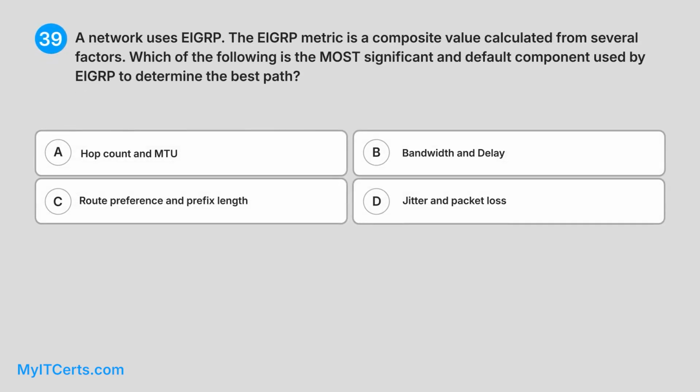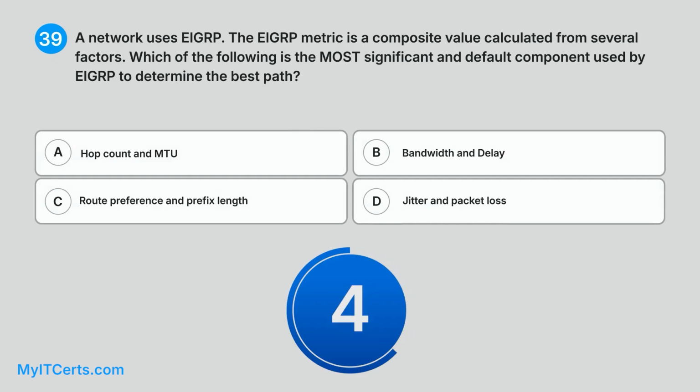39. A network uses EIGRP. The EIGRP metric is a composite value calculated from several factors. Which of the following is the most significant and default component used by EIGRP to determine the best path? A. Hop count and MTU. B. Bandwidth and delay. C. Route preference and prefix length. D. Jitter and packet loss. Can you guess the answer?